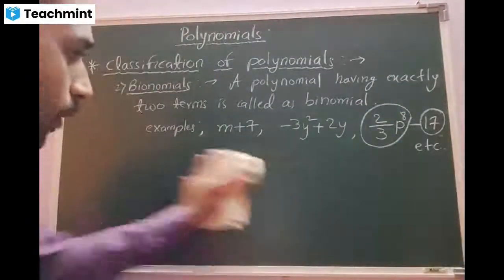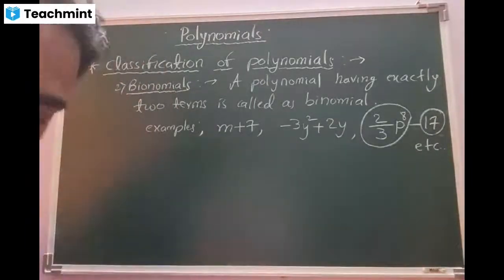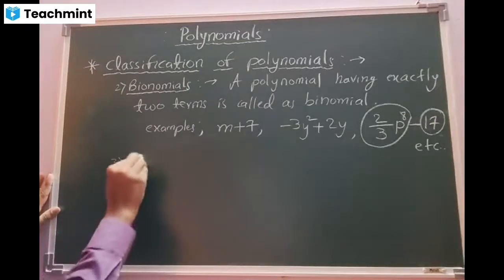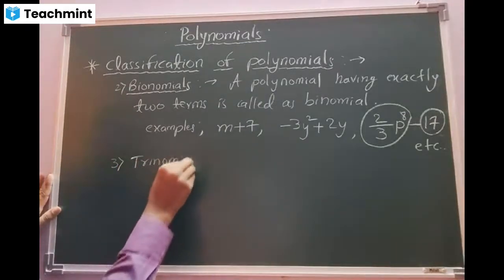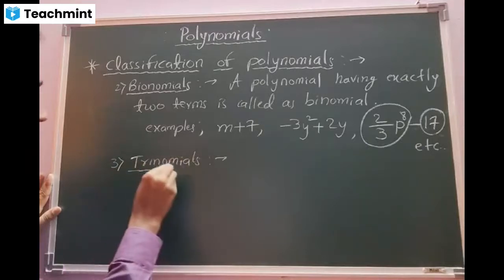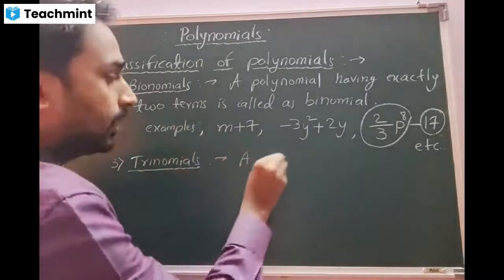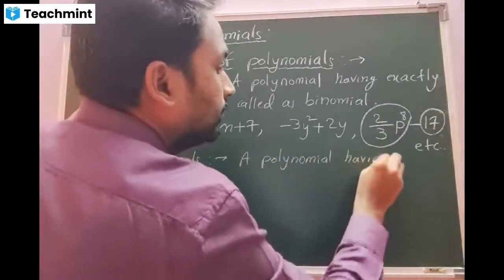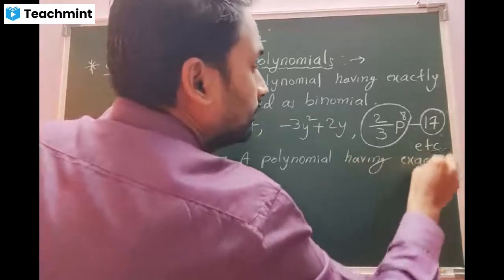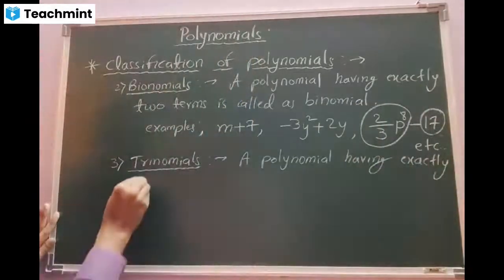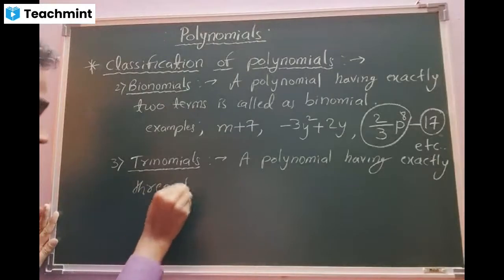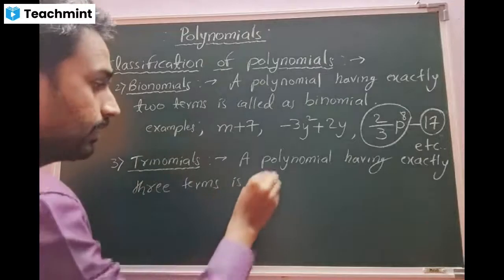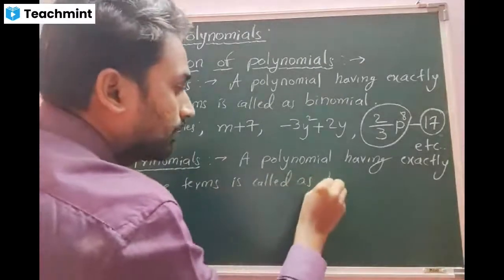Let us go for one more type of polynomial based on the number of terms. What is that, beta? Trinomial. A polynomial having exactly how many terms, beta? 3 terms, sir. Yeah, exactly 3 terms is called as trinomial.